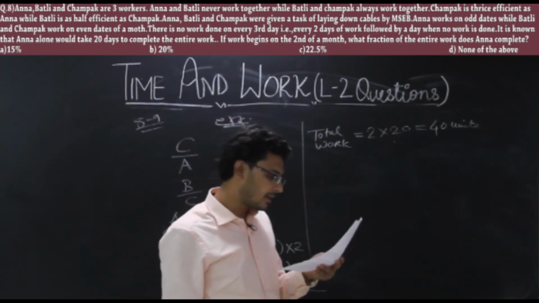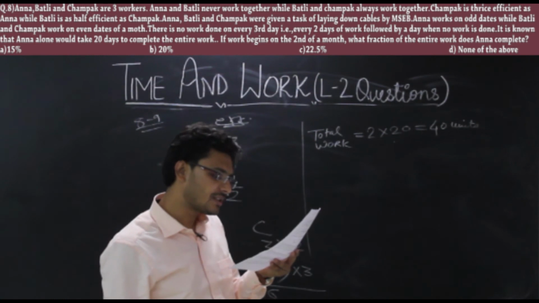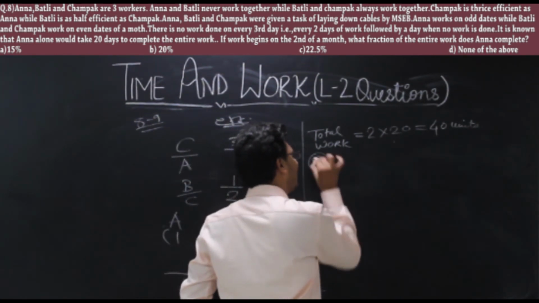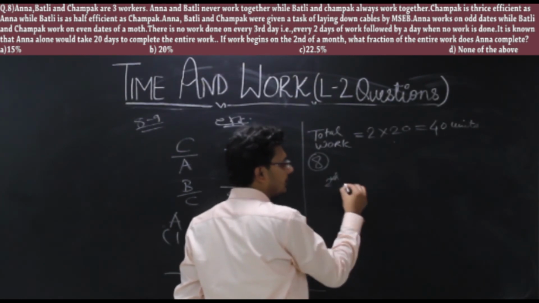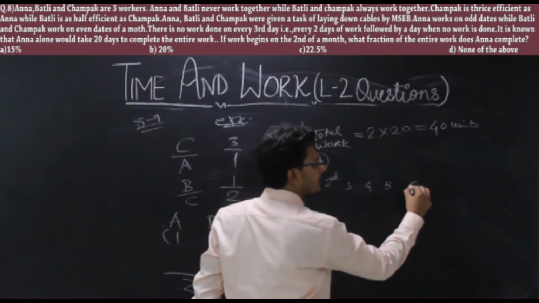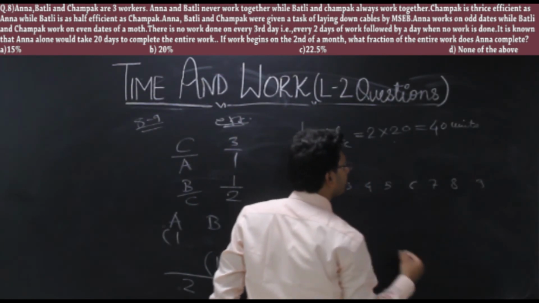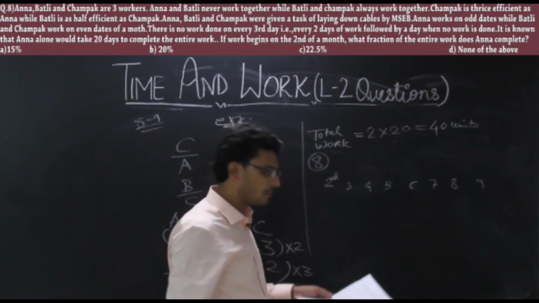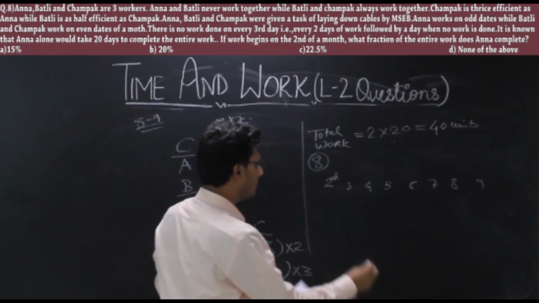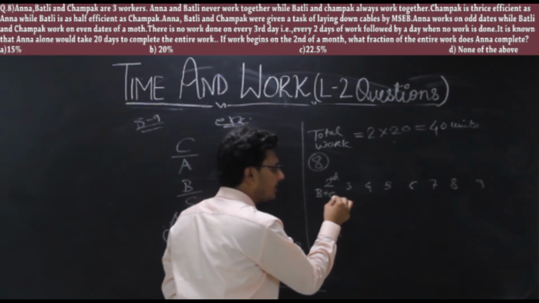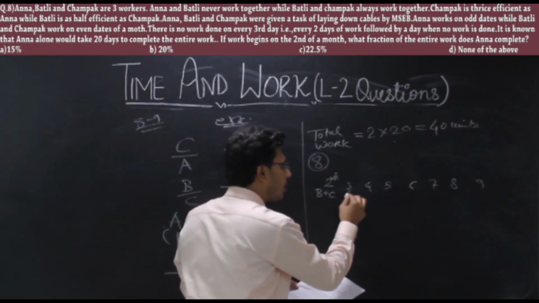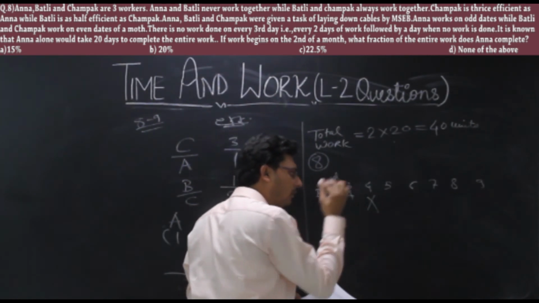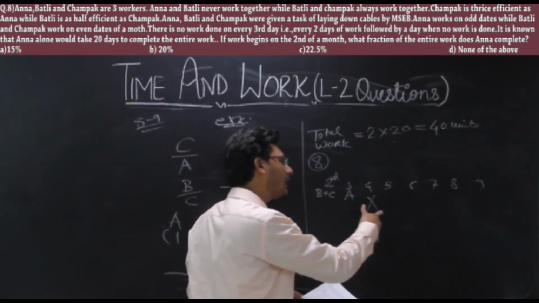So I'll start with question number 8. Question number 8 says that if work began on the 2nd of the month, then what fraction of work does Anna complete? So I will begin work with the 2nd, then 3rd, then 4th, 5th, 6th, 7th, 8th and 9th, and so on. The 2nd is an even date. So who would work here? He clearly said on even dates Bartley and Champak work. Anna works on odd dates. Now these two days are over, so I need to give a break on the 3rd. After every 2 days, I need to give a break.